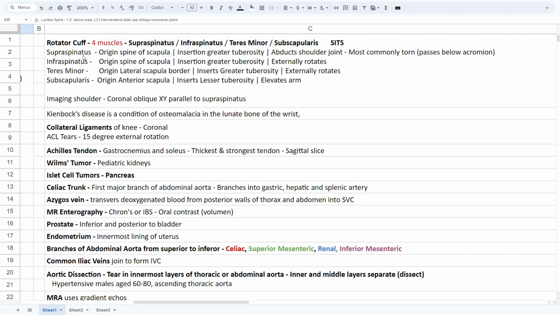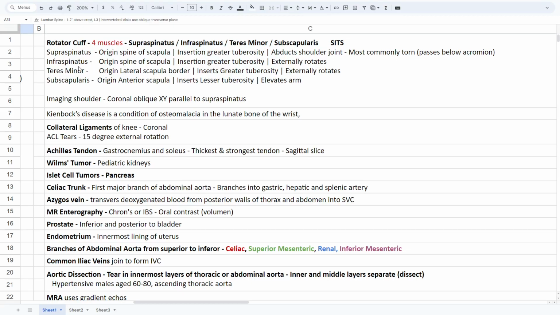The supraspinatus originates at the spine of the scapula and goes to the greater tuberosity. It abducts the shoulder joint. This is the most commonly torn. It passes below the acromion.